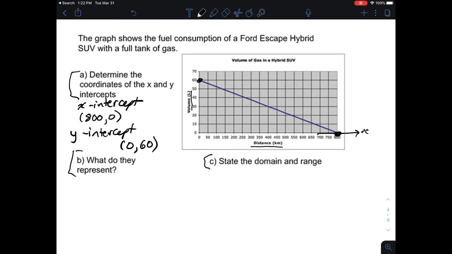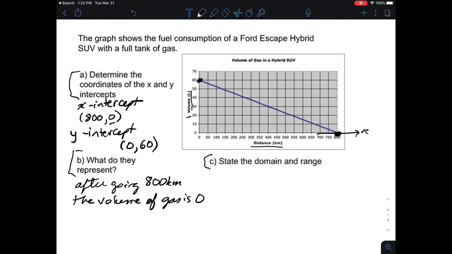And so what does this 800 and this 0 mean? Well, it means 800 kilometers, and the y value here is the volume. So after going 800 kilometers, the volume of gas is 0. What does that mean? It means the tank's empty. So on a full tank, assuming that 60 is a full tank, I can go 800 kilometers.